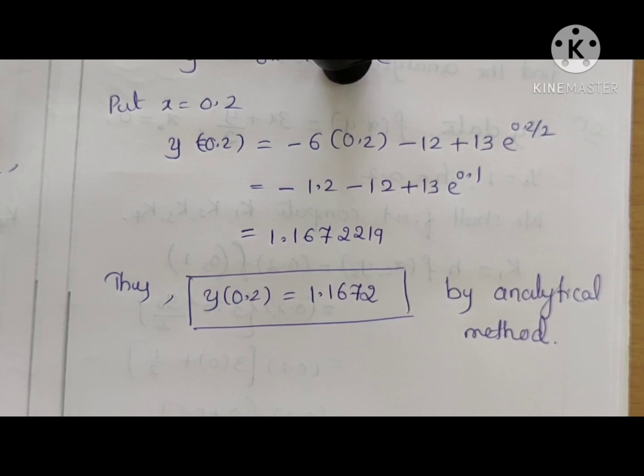Go through the textbooks. You will find some more examples on the RK method. It's very easy. In the next class, I will start the last method that contains 2 methods. That is the predictor and corrector formula. In that, you are going to learn the Adams-Bashforth method and Milne's method. Thank you.